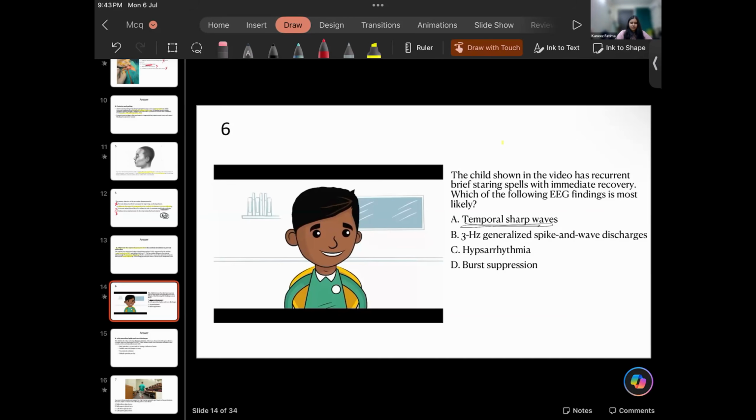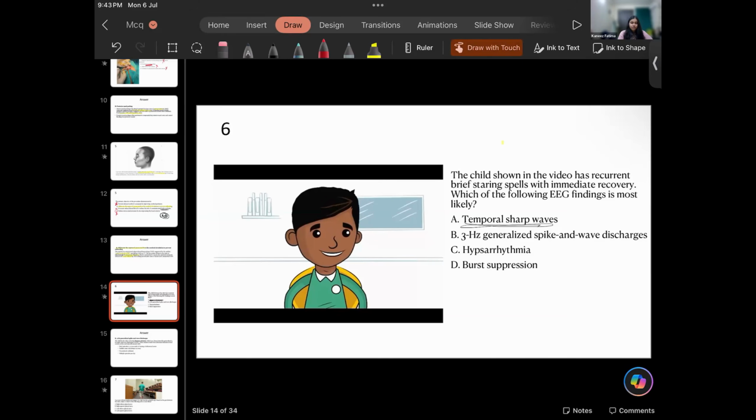So we cannot arrive at this answer based on this. It doesn't correlate with the video explanation. 3 Hz generalized spike and wave discharges. Yes, it is seen in absence seizure or a petit mal seizure. So before arriving at the correct answer, we will rule out the other two options as well.